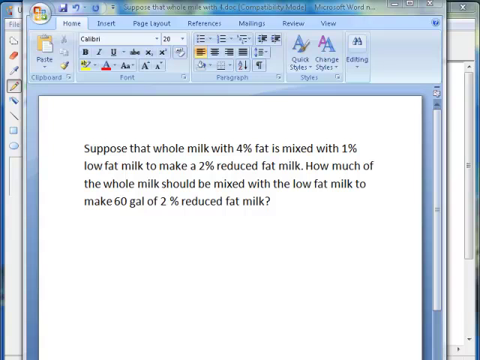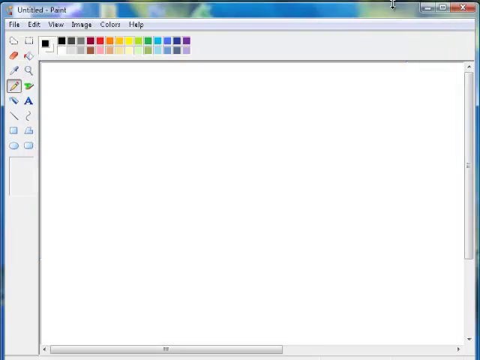Okay, now let's go on to the next type of problem, which is a mixture problem. Suppose that whole milk with 4% fat is mixed with 1% low-fat milk to make a 2% reduced fat milk. How much of the whole milk should be mixed with the low-fat milk to make 60 gallons of 2% reduced fat milk? Well, we'll go back to the drawing board here.